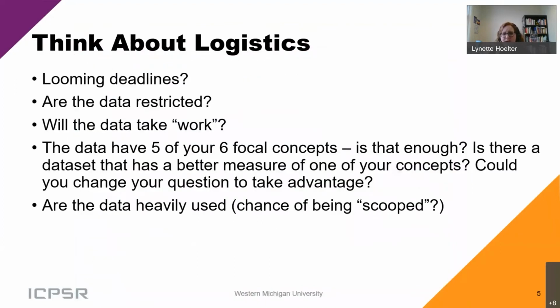You might also think about your focal concepts. Are they all measured? Do you have a data set that has a really good measure of one of them, but not some of the others? If the measurement of that concept is unique and of interest to you, is there a way that you can change your research questions so that you can use those data and take advantage of that unique measurement?